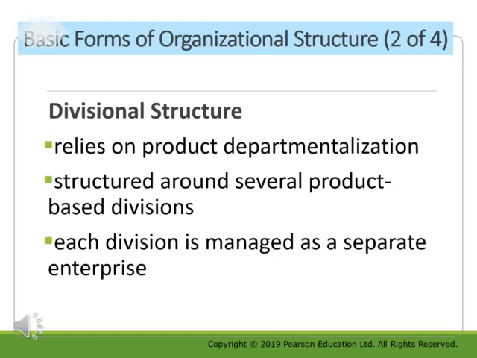And the effort in one division may duplicate that of another. In this divisional structure, effort will be duplicated, as we will have a different vice president for each of the divisions, different marketing managers for each of the divisions, and so on and so forth.